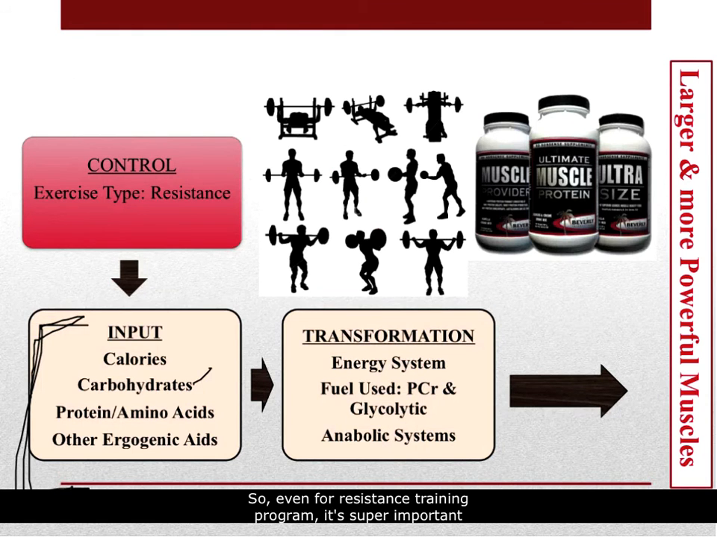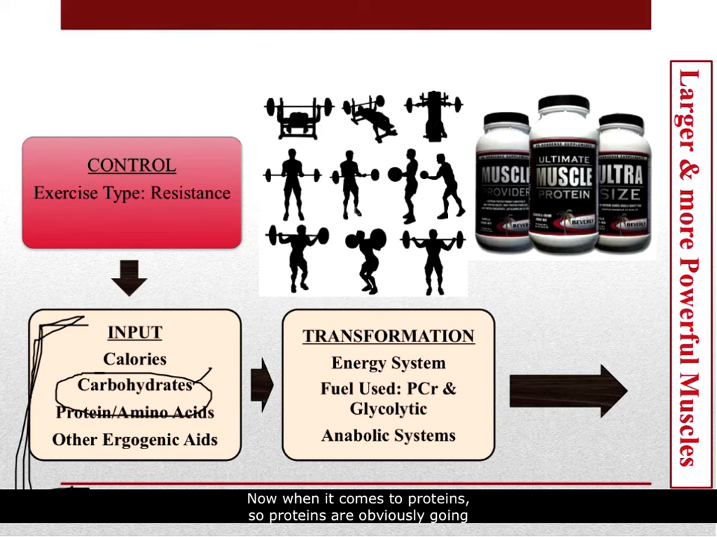So even for resistance training programs, it's super important to make sure that the carbohydrate intake is adequate so that you have an adequate amount of glycogen right there in the muscle that's ready to be used. Some of the recommendations for carbohydrates, again, you'll see these vary, but you want to make sure that you're sparing that protein in the muscle, only using glycogen. And the recommendation is about 30 grams 1 to 2 hours before a weight training exercise.